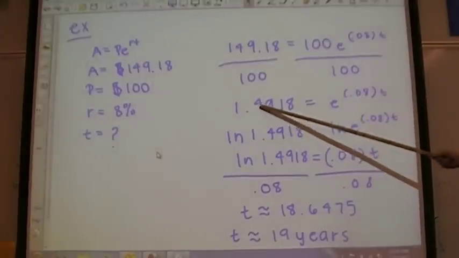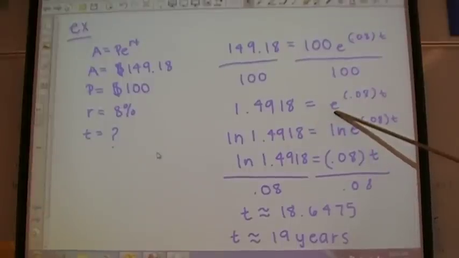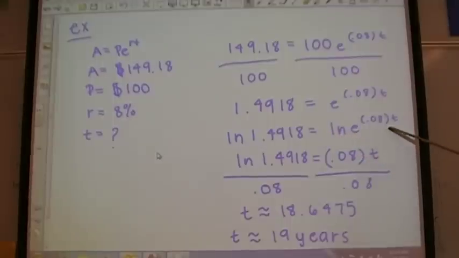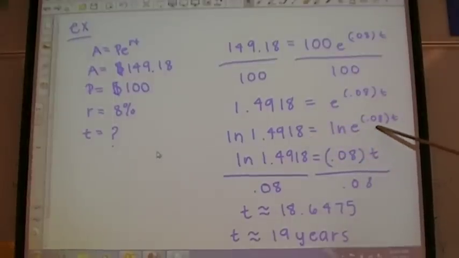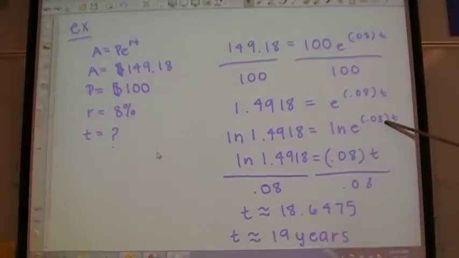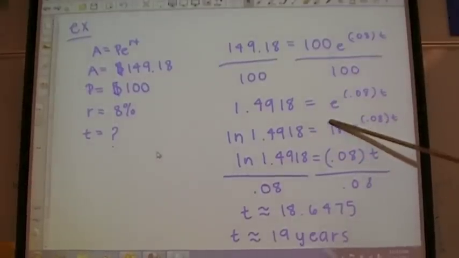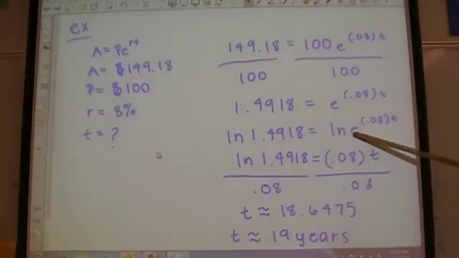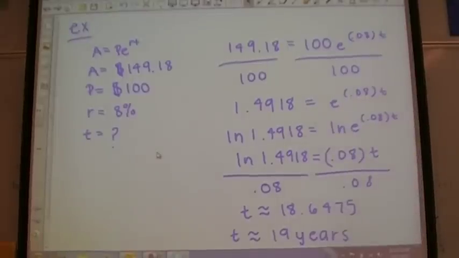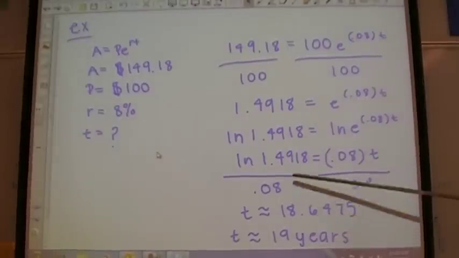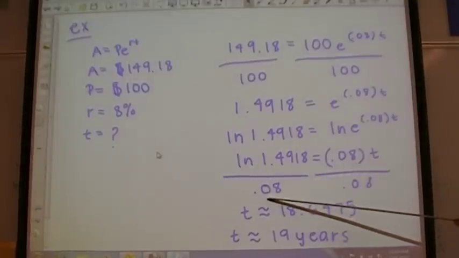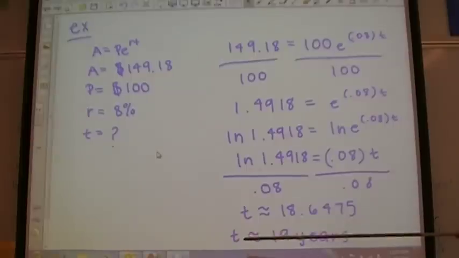And at this point, put a natural log in front of both sides. And on the right side, you should be able to figure that out. What is it? 0.08t, because ln e is 1, remember? You bring the power in the front, times 1 is just whatever the power is. And the left side stays the same. Then just divide both sides by 0.08.